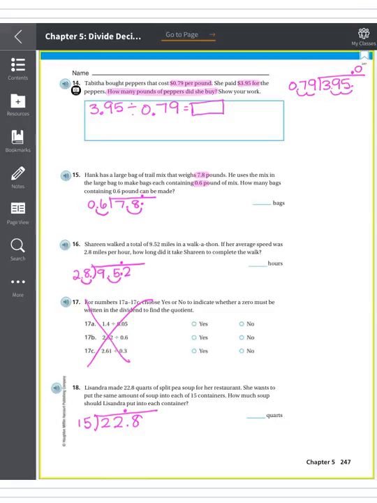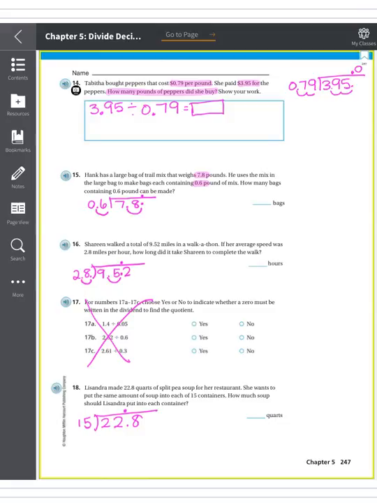Hank has a large bag of trail mix that weighs 7.8 pounds. He uses the mix in a large bag to make bags containing 0.6 pounds of mix. How many bags containing 0.6 pounds can he make? Here you're going to want to divide, and remember you're going to want to move the decimal place over. So if you move the decimal place over 1, you're going to move the decimal place over 1 here as well.